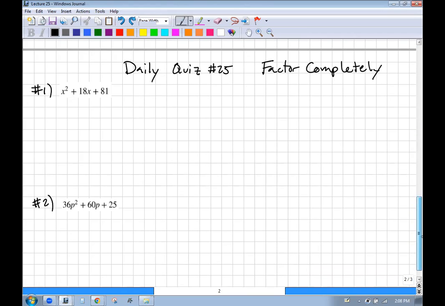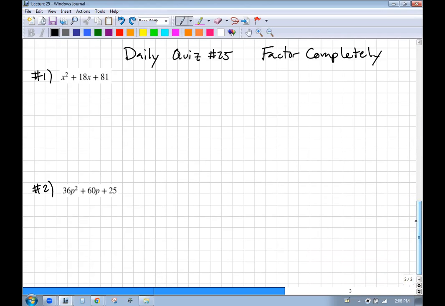So here's your quiz. I can tell you that these happen to be perfect squares. All right. So try to use your perfect square formula. I'll write it over here. A plus B squared equals A squared plus 2AB plus B squared. Or you can use the AC method. Either one will work.